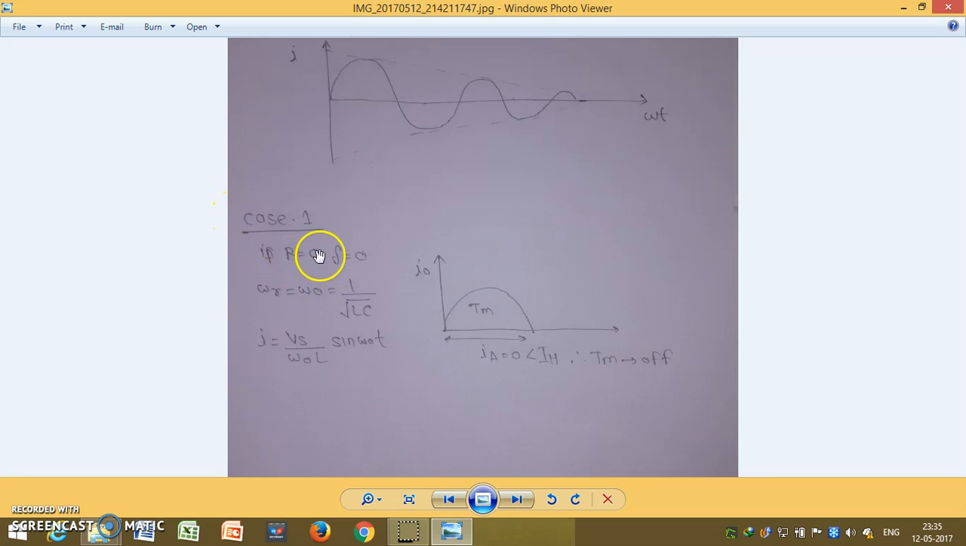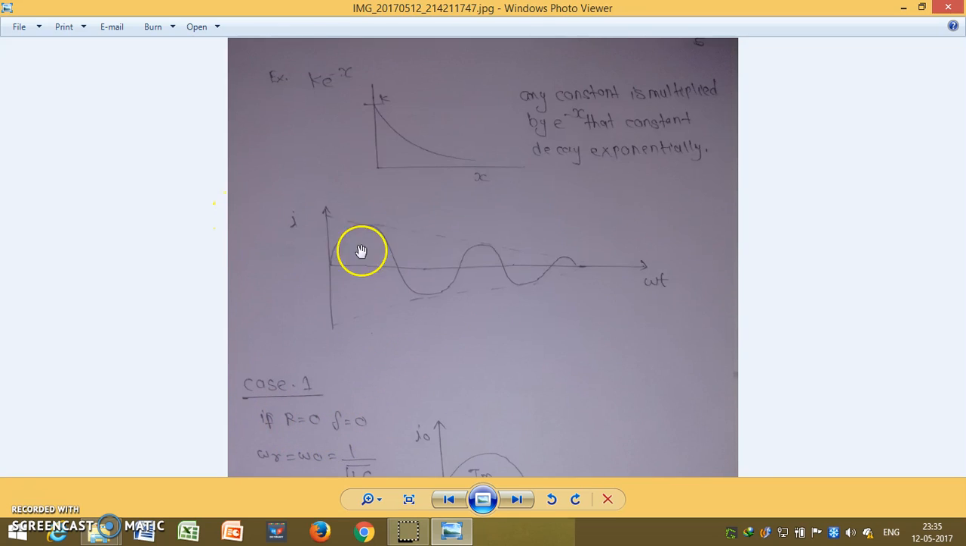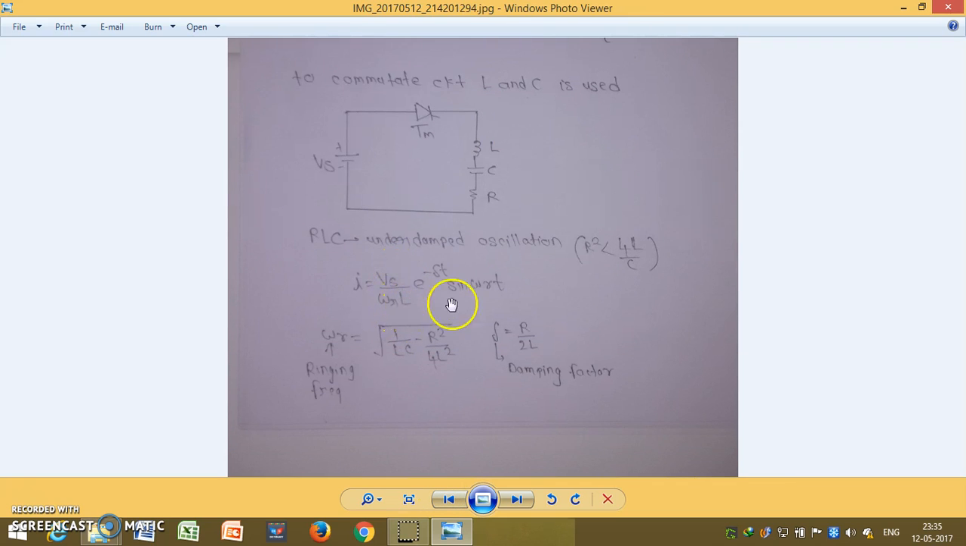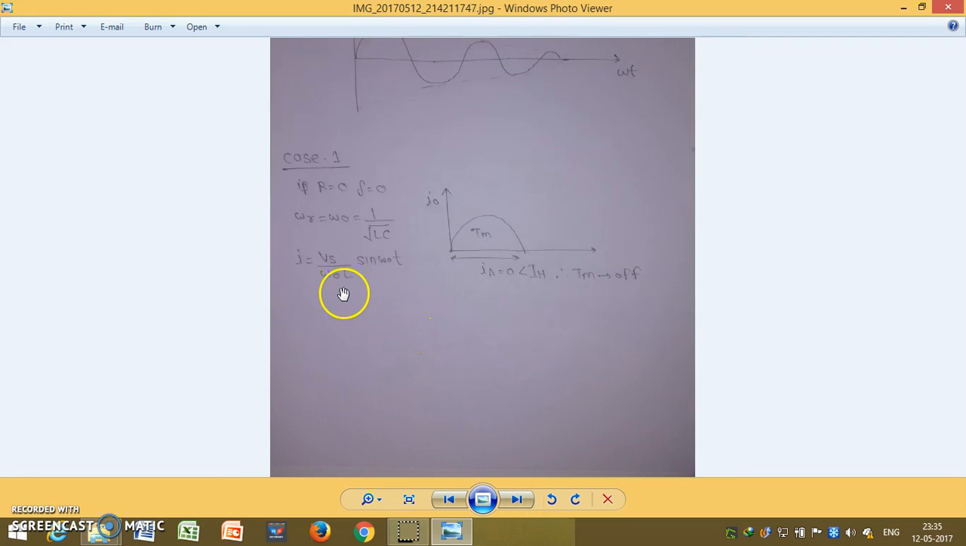Now case number 1, if r equals 0 and delta equals 0. In this equation, if we put r equals 0 and delta equals 0, then r equal to 0 means delta is 0, and e to the power 0 means 1. So we will get this equation, and this equation is nothing but the resonance equation.